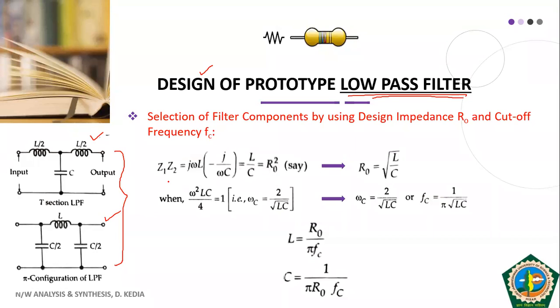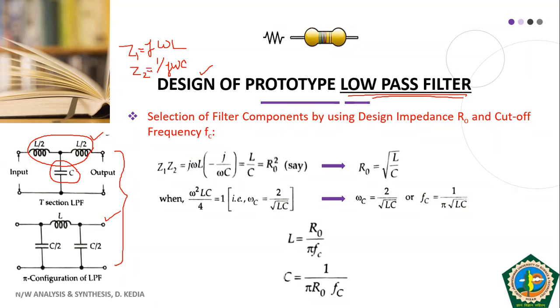What we are supposed to have here, see, what is Z1? Your Z1 is, I told you, the complete impedance of the series arm. The complete impedance of the series arm will be j omega L. Both are in series. Your complete impedance of the shunt arm or the parallel arm will be 1 by j omega C, or minus j by omega C. Okay, so this is our Z1 and this is our Z2.